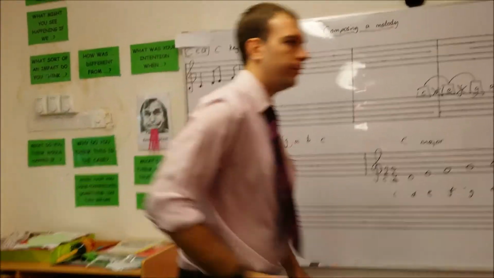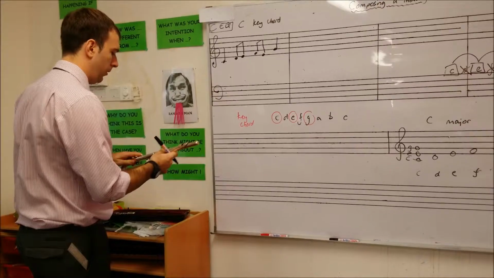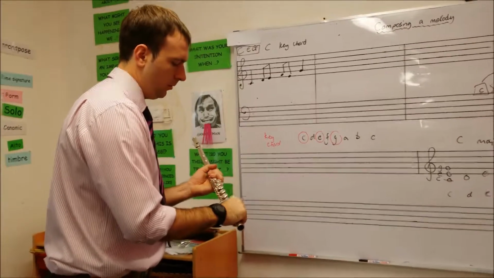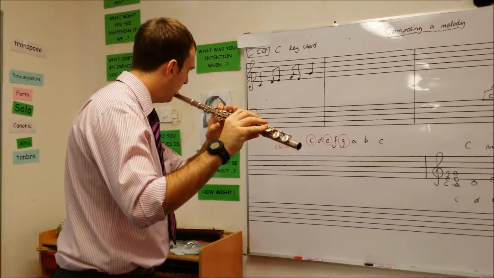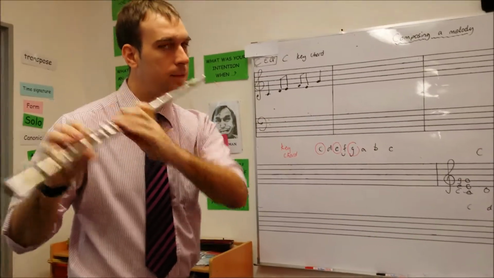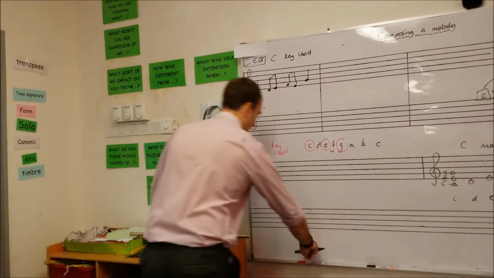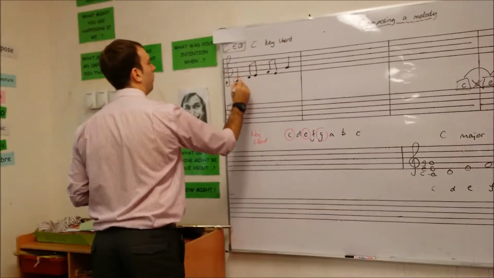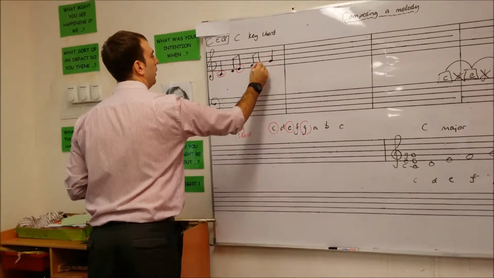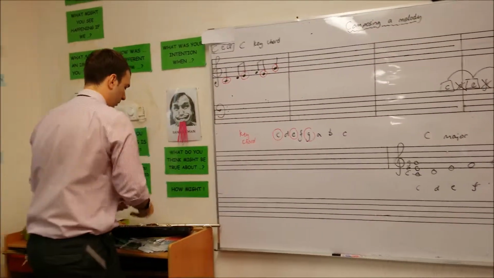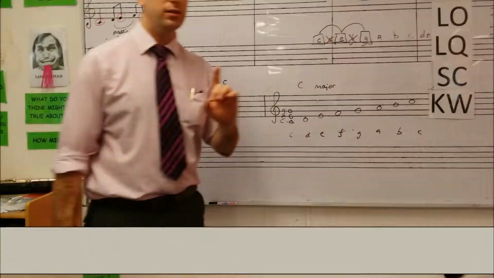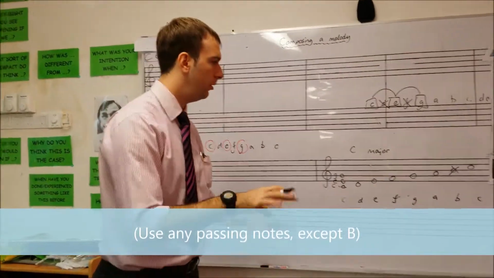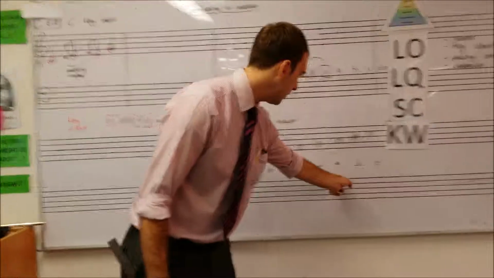Flute. Quite nice. So let's just backtrack slightly. So you can see we've got key chord, key chord, key chord, key chord. These other ones are passing notes, except B. Why? Because it's really ugly. Don't use the seventh chord. Ugly. So you can choose any one of these.